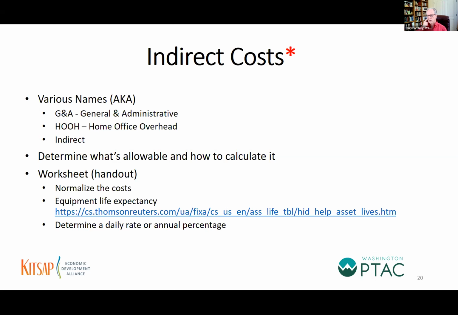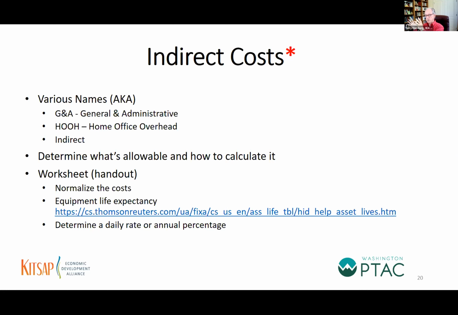What I found working with the PTAC clients over the last 3.5 years, when putting their cost proposal together, they were, let's say, clueless on indirect costs, how to compute it, what can be included, what can't be included. So one of the things you need to remember in commercial industry, the things that you can put in your indirect pool, you cannot put in a federal contract indirect pool.